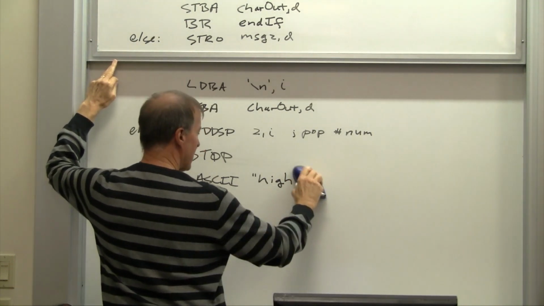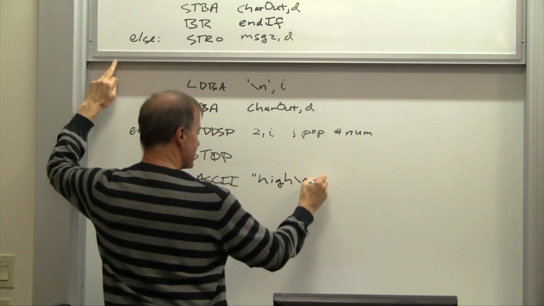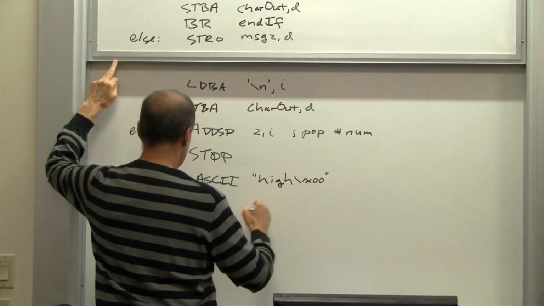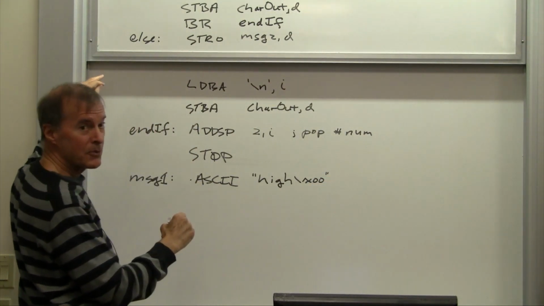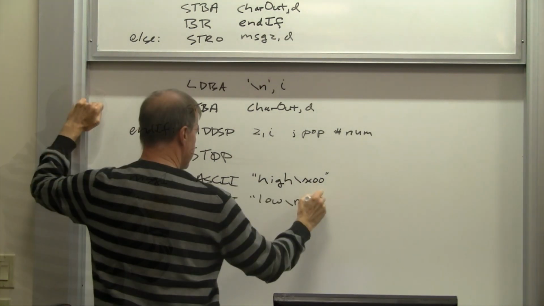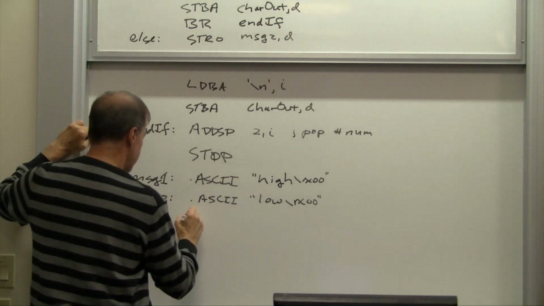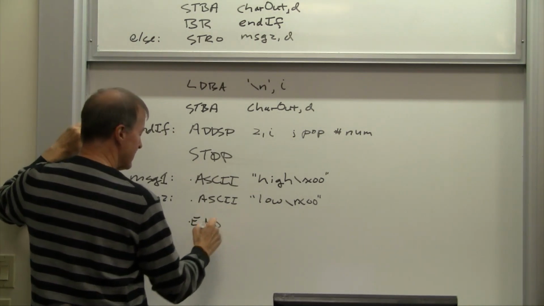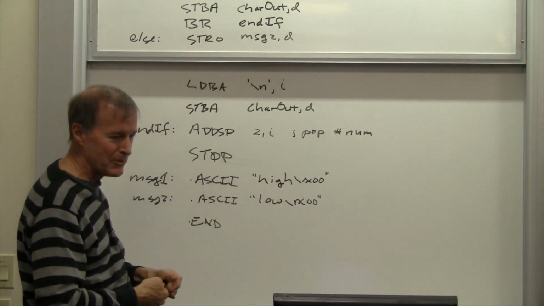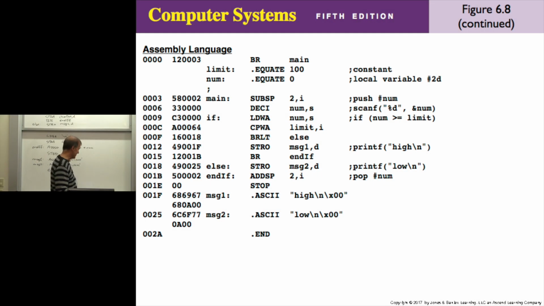Oh no, but what always has to come at the end? Bash x 0 0. And then what's next? Message 2. Yeah, and then what? And then dot end. But now, yeah, I see, now I don't remember what I did. Oh yeah, look, we did it the long way.